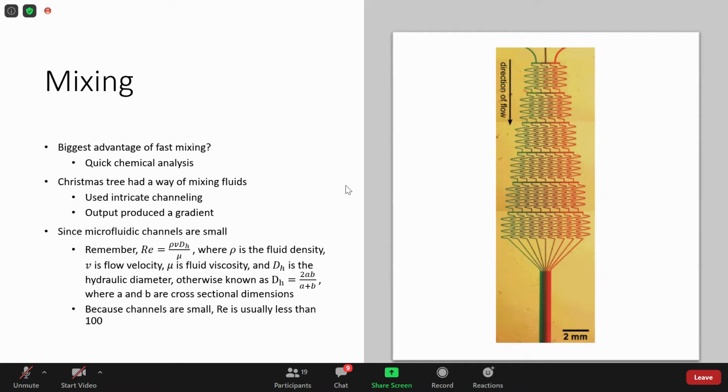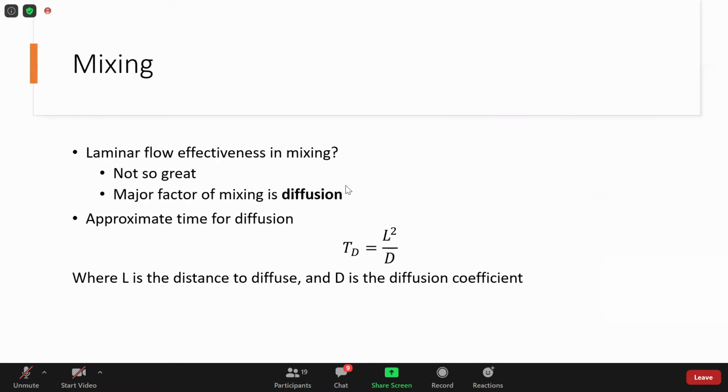Since most of this flow is laminar, the only way to mix fluid is by diffusion. Laminar flow really isn't that good at mixing; diffusion is the best method. And from the paper, the approximate time for diffusion is L, the distance to diffuse, squared over D, the diffusion coefficient.